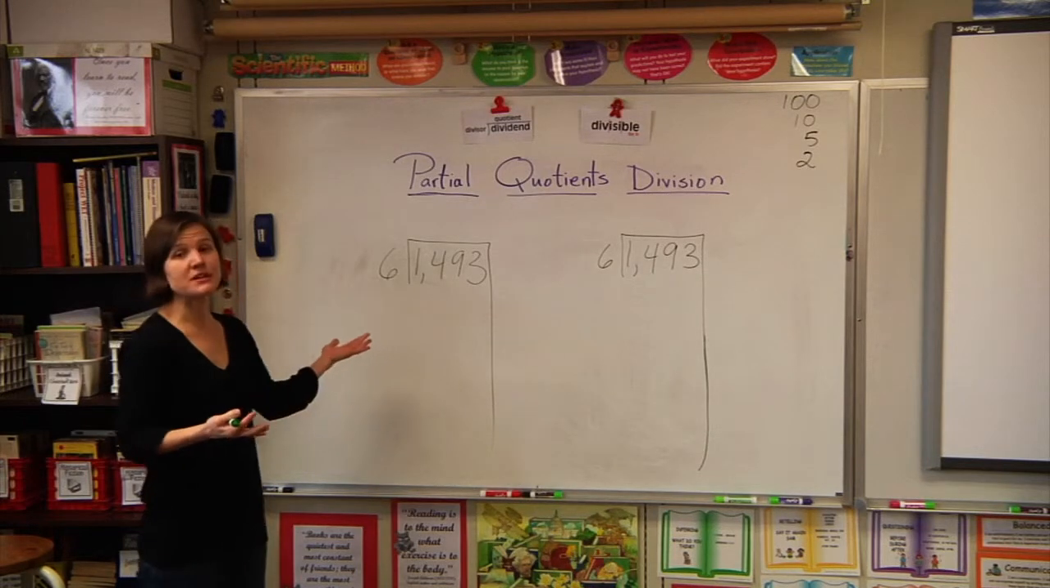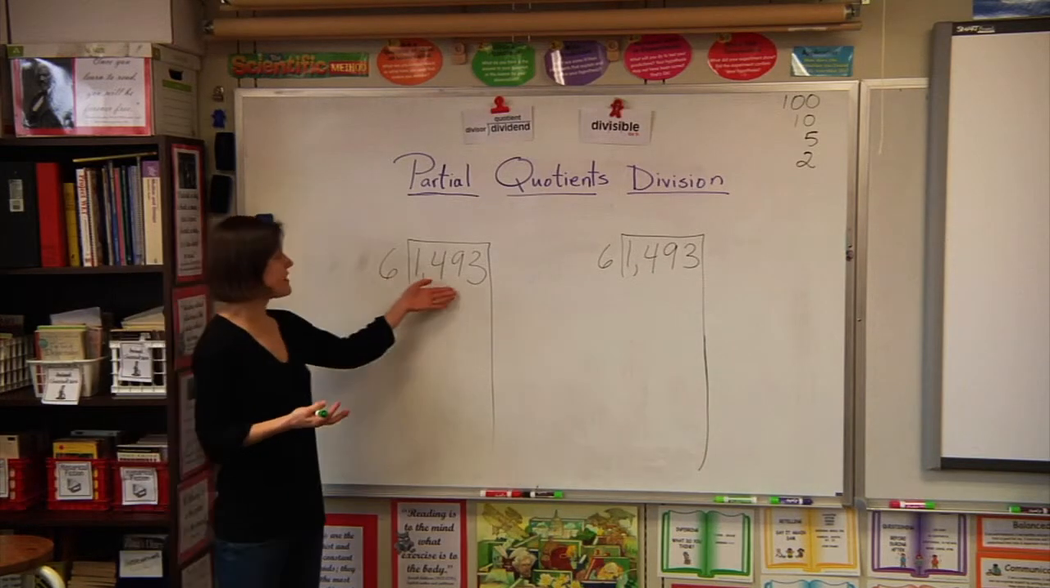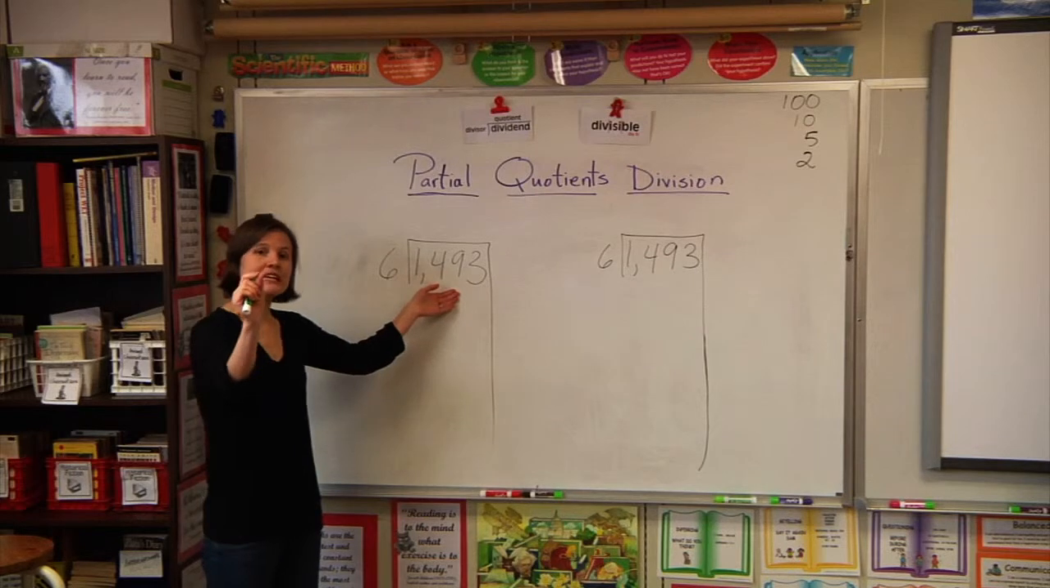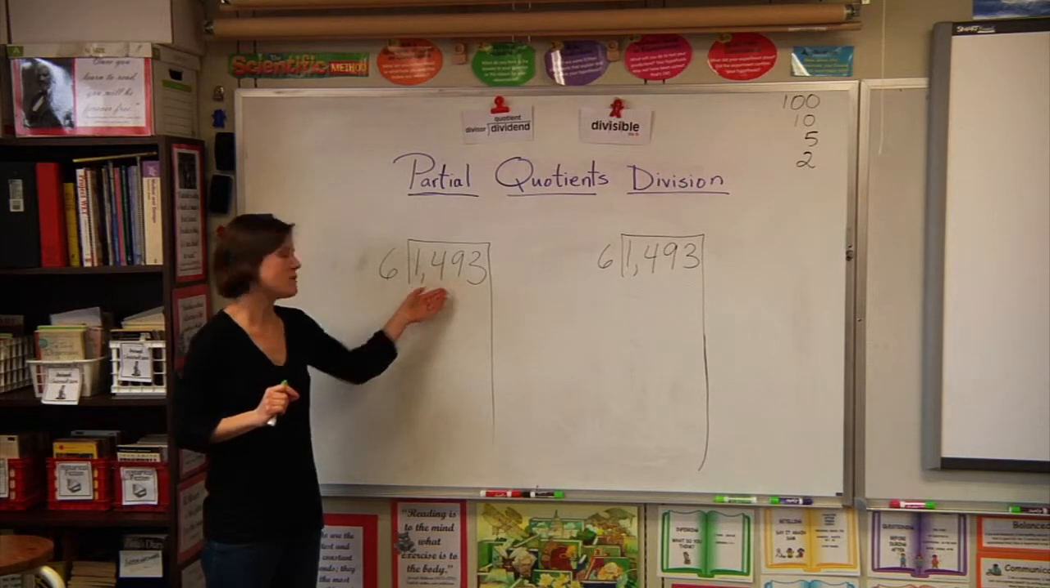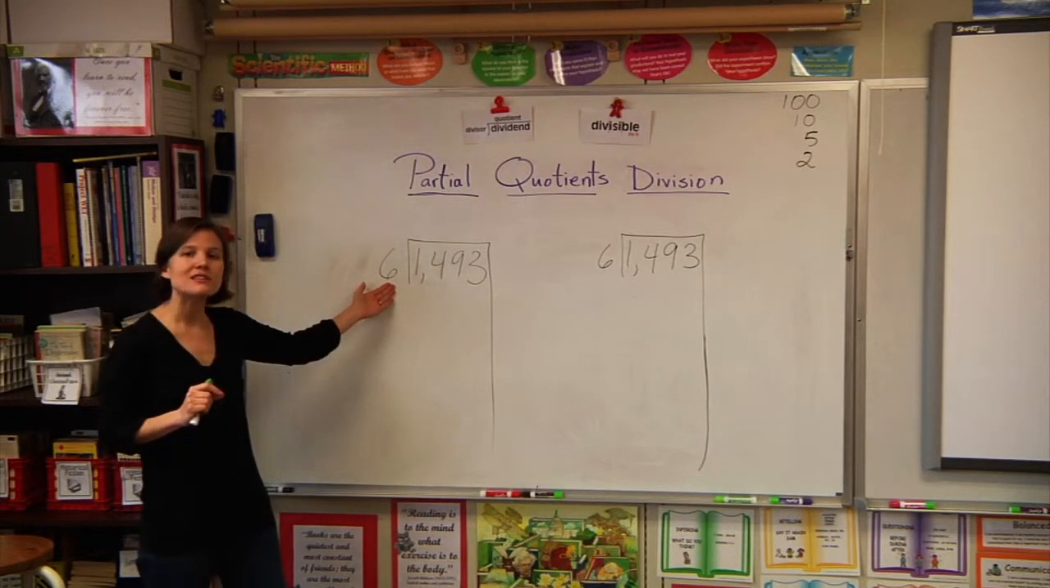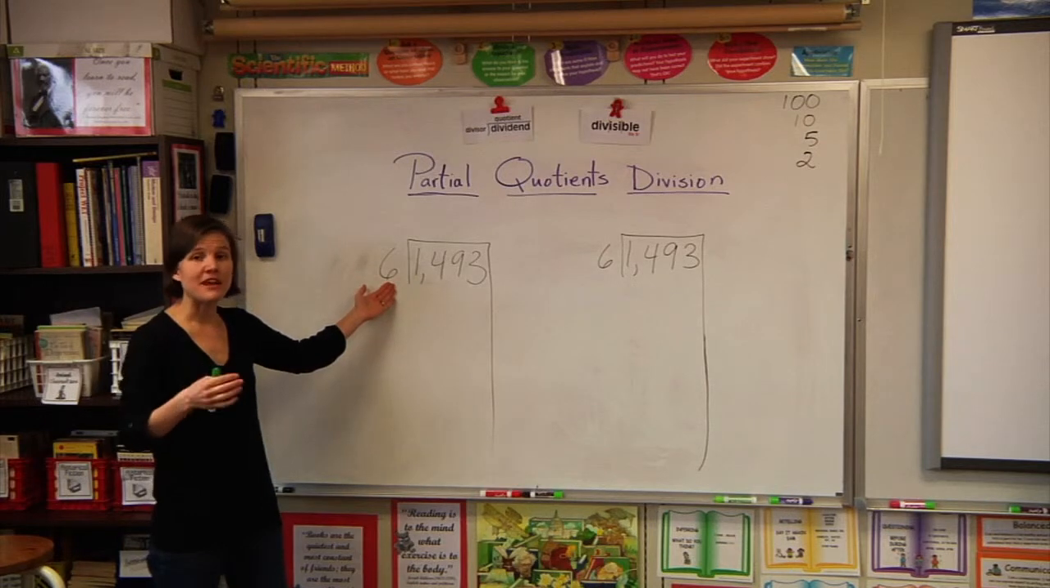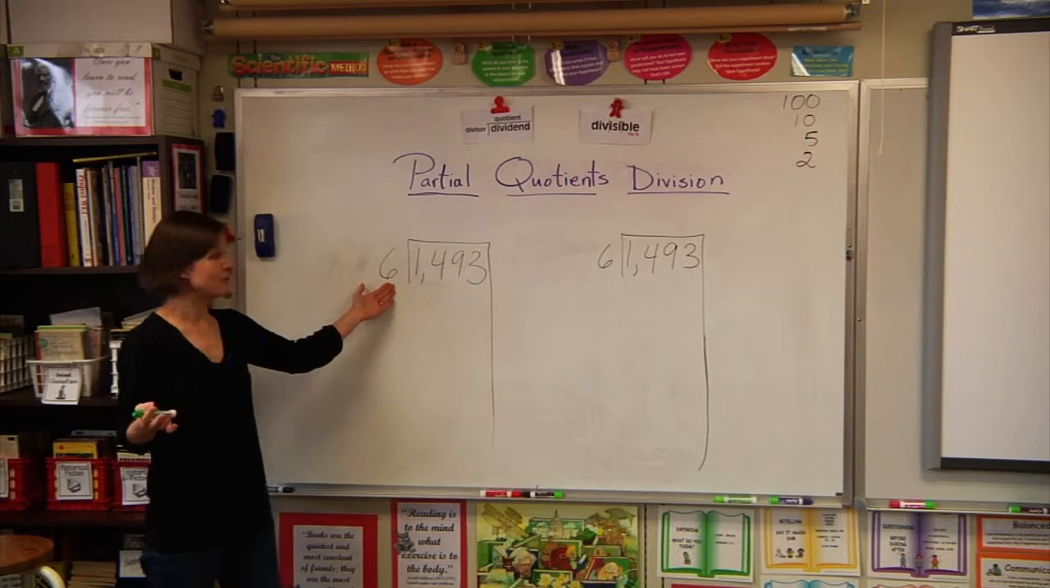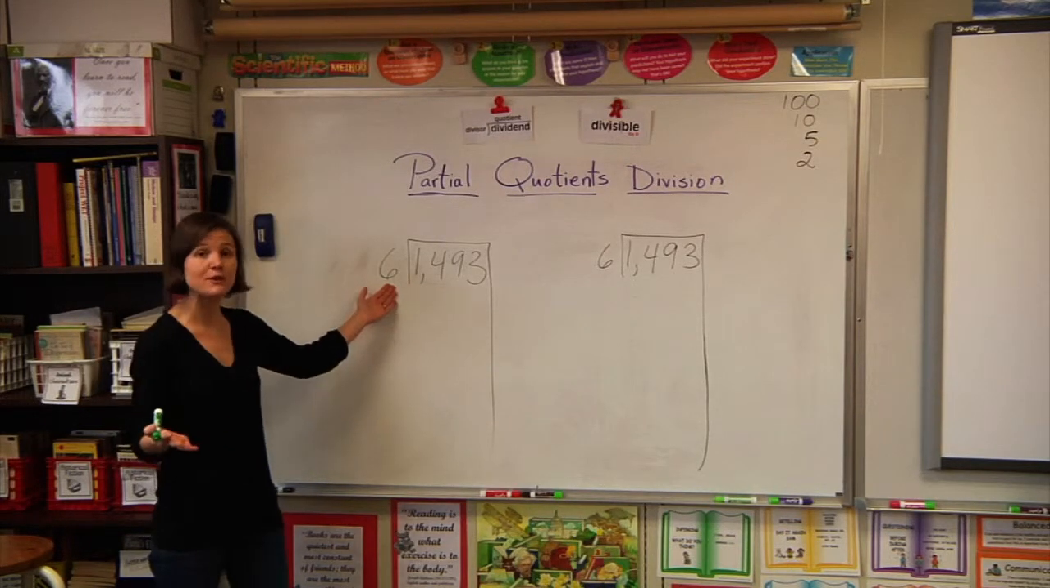In this case, we're going to pretend that 1,493 are actually individual M&Ms. And we've got 6 friends that we want to share the M&Ms evenly among. If we can do it. We'll see if we can.